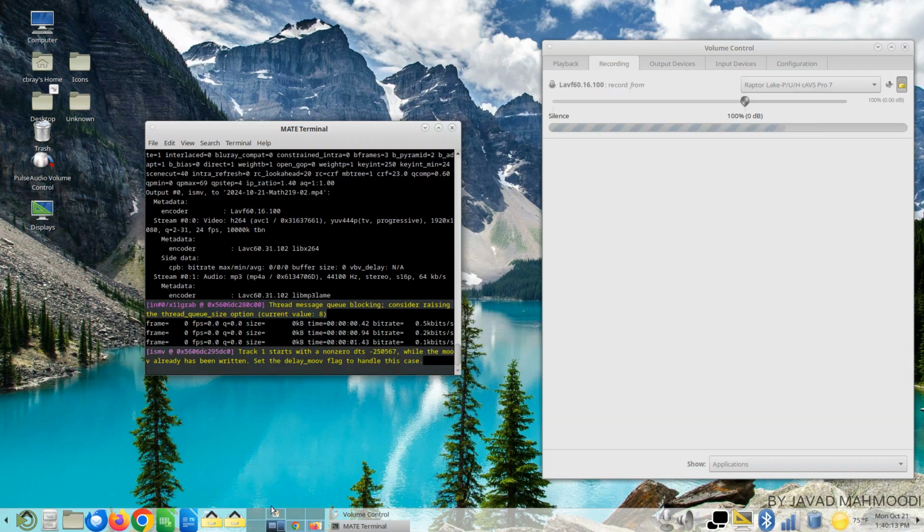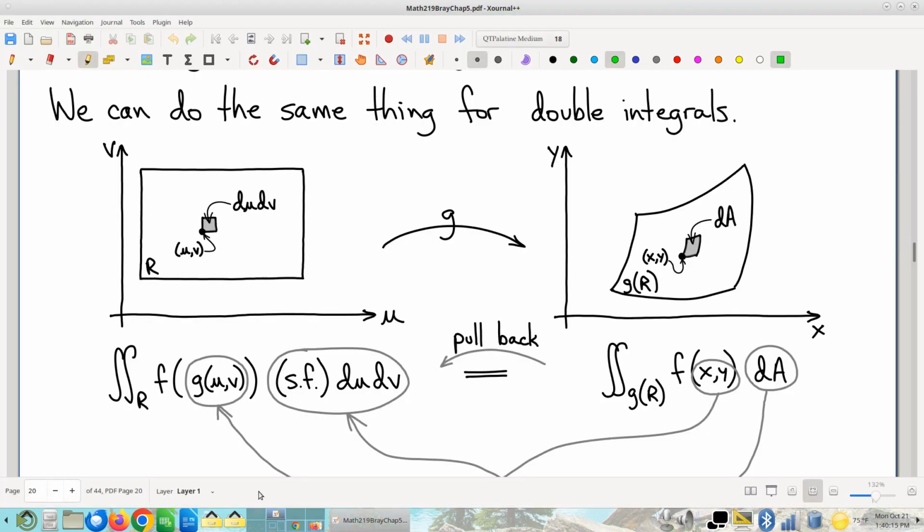Okay, off we go. So here's where we were last time. We were talking about change of variables. Remember the big idea of change of variables, that it's basically the same thing as the substitution rule, right? It's just kind of generalizing the substitution rule.